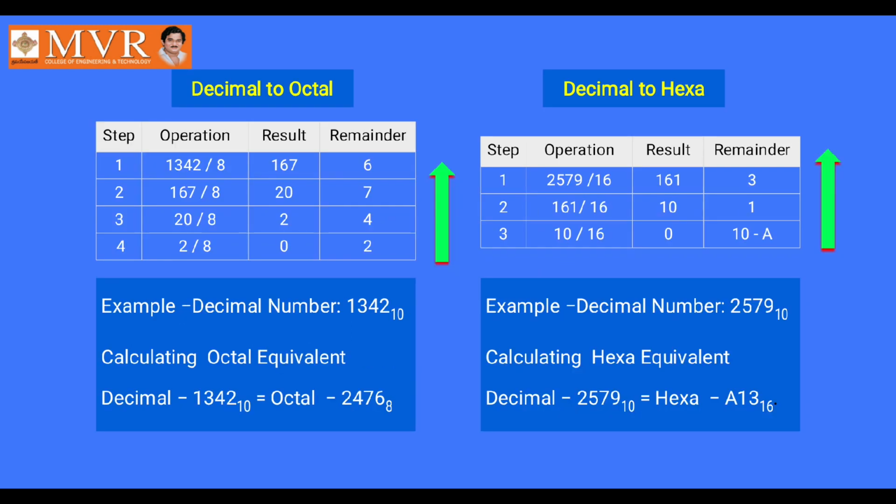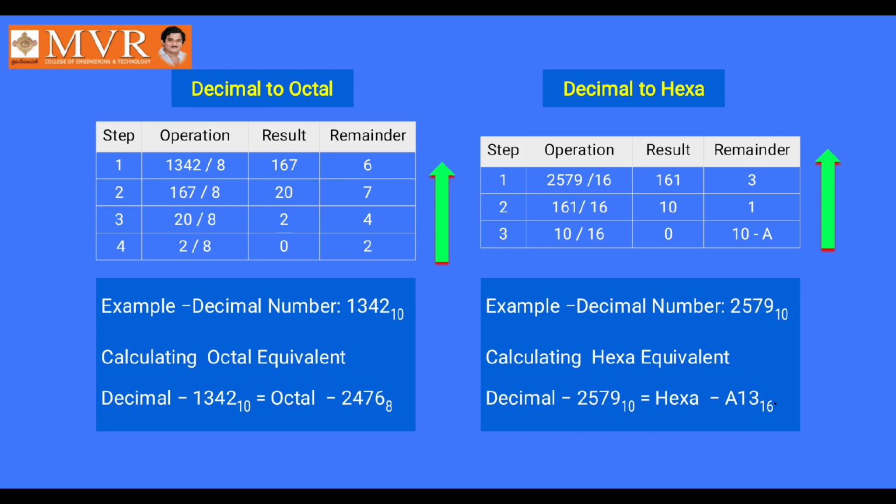Then if you go to the next ones, decimal to hexa and decimal to octal. The first table gives you the decimal to octal. I told you octal stands for 8. Base for octal is 8. You can say base or radix. In the same way, base for hexa is 16. Radix is 16. In that operation here, I have taken 1342 as the decimal number to convert to its equivalent octal value.